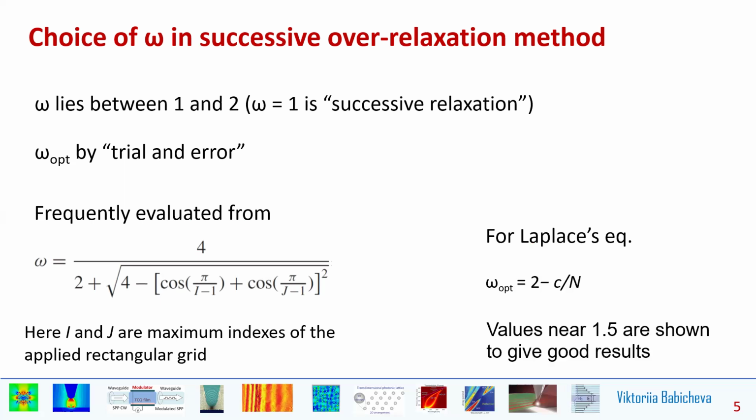And further, for the Laplace equation, a trial and error estimate for the optimal value of omega varies with the number of grid points in the direction n, and omega optimum would be defined as 2 minus c divided by n, where c is an independent number that depends on the geometry. And for the Laplace equation, the value of 2 gives instability, and values near 1.5 are shown to give good results.